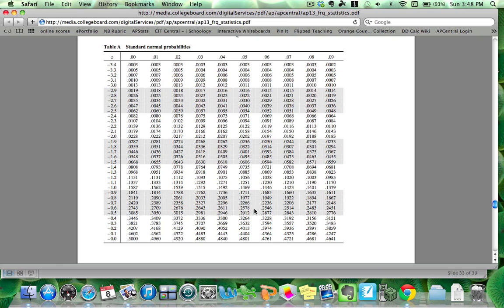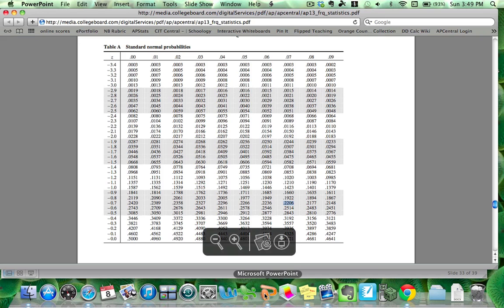And look along with me in your tables. I see, it's kind of hard to find. I see that I'm getting close to 0.22 right around over here. And I see this guy right here, 0.2206, is the closest guts value I can get to 0.22. Once I find that, I can kind of circle it or highlight it with my finger, and I can trace to the left, and I see negative 0.7, and I trace up, and I see 0.07, and I know that if I put those together, I can form a z-score of negative 0.77.